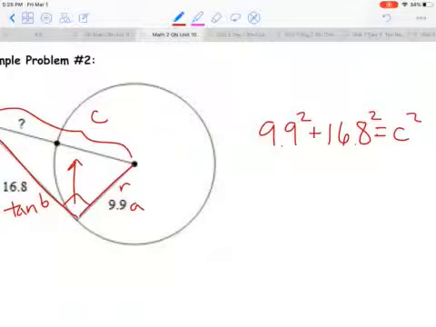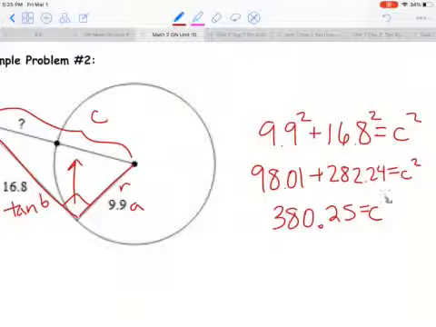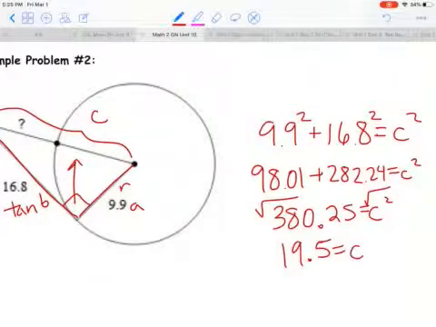So we go through and solve these. Go ahead and square both of those in your calculator. Make sure you get the same answers as me. You get 282.24. And we're going to add those together. And then, to get rid of the square, we square root. So we get 19.5 equals C.